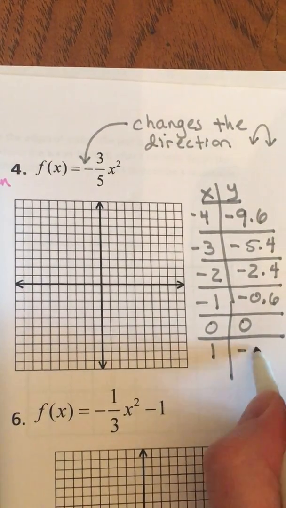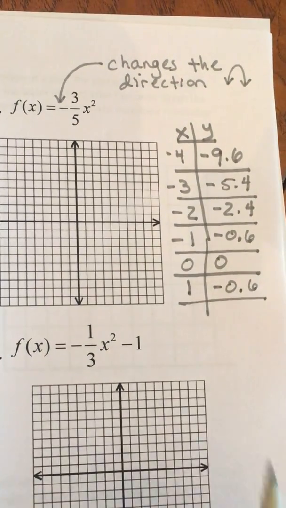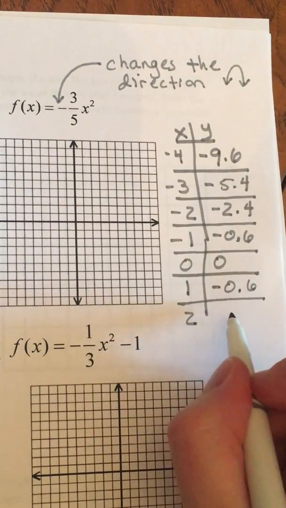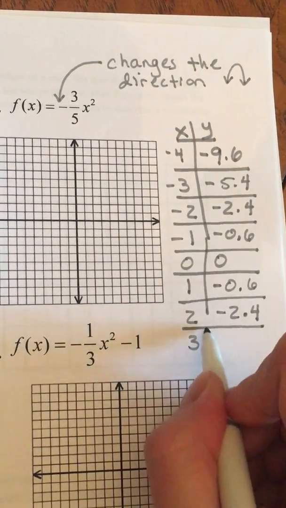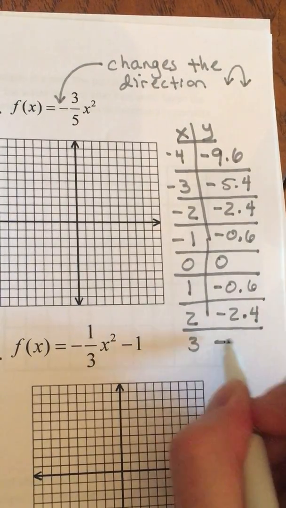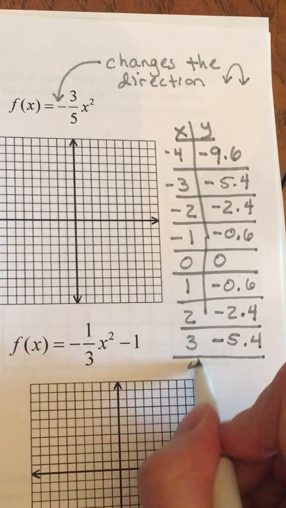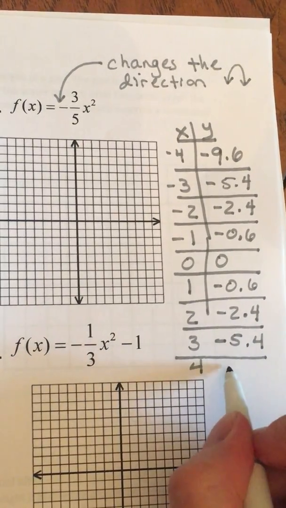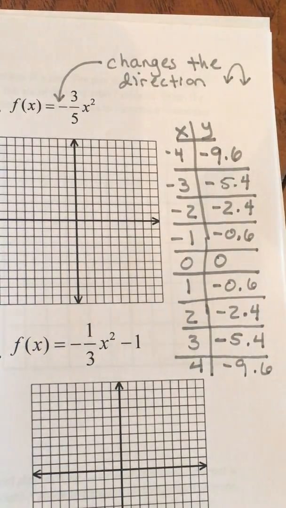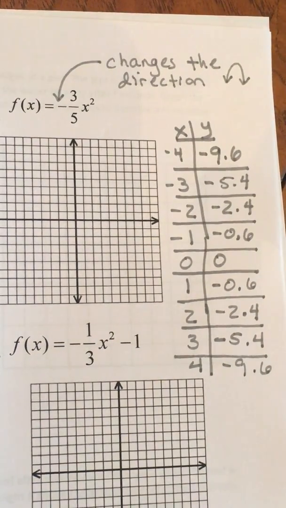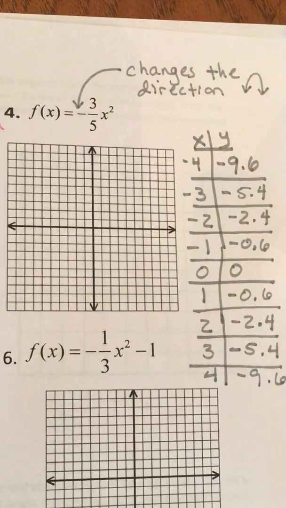+1, but still -0.6. I have +2 with -2.4. +3 with -5.4. And finally, I have +4 with -9.6. So we're going to plot all of those values, all of those coordinate points on our coordinate plane.